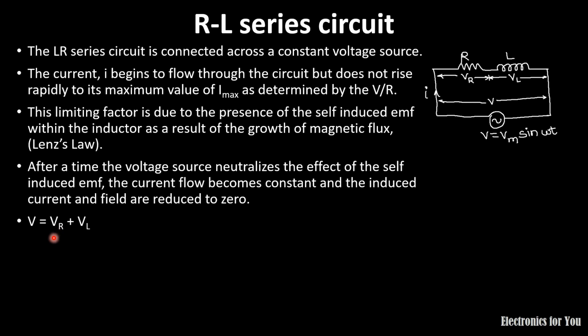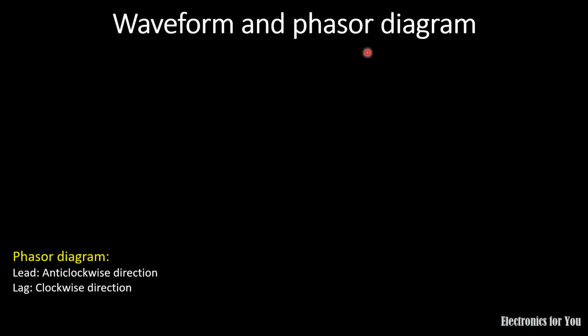Now the voltage across the resistance is given by Ohm's law, simply I into R, and the voltage across the inductor is given by L di by dt. Here di by dt is the change in current, and L is the value of the inductor in Henry. So putting these values, we get V equals I into R plus L di by dt. Now let us draw the waveform and phasor diagram for the series LR circuit.